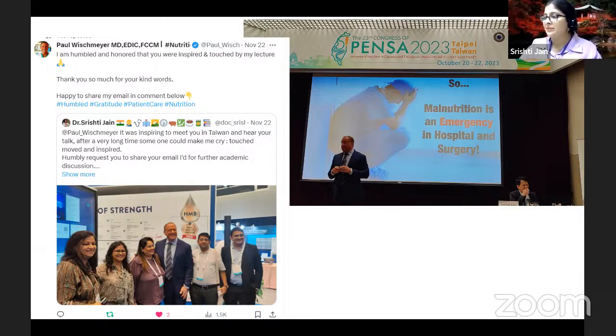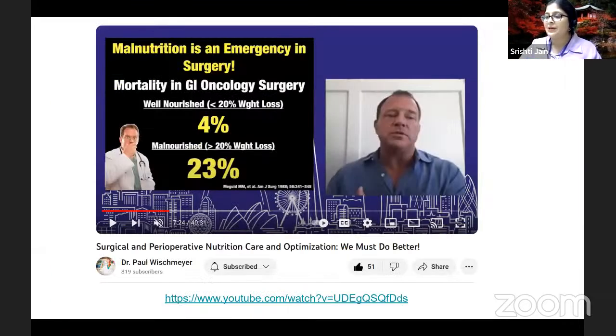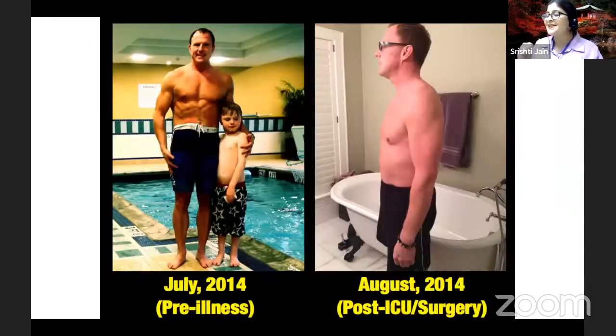So malnutrition is an emergency in hospital and surgery. This is his talk, which I happened to hear. And he says that malnutrition is an emergency in surgery. Mortality in GI oncology, in well-nourished patients, is around 4%, but if they're malnourished, if they happen to have 20% weight loss, the mortality can be as high as 23%. And the reason why we cried during his talk, this is him.